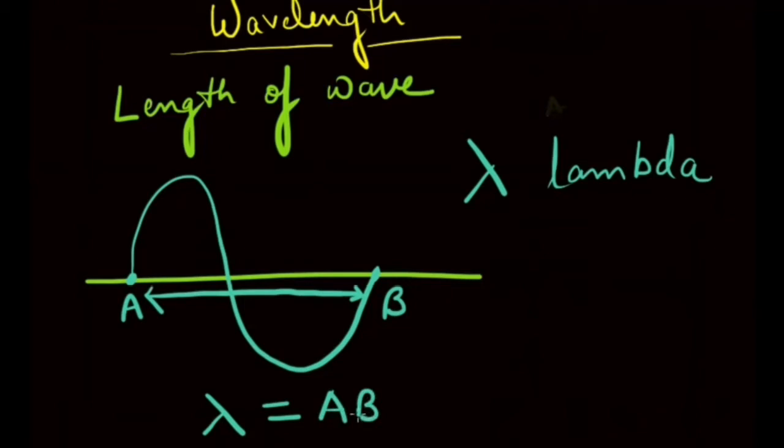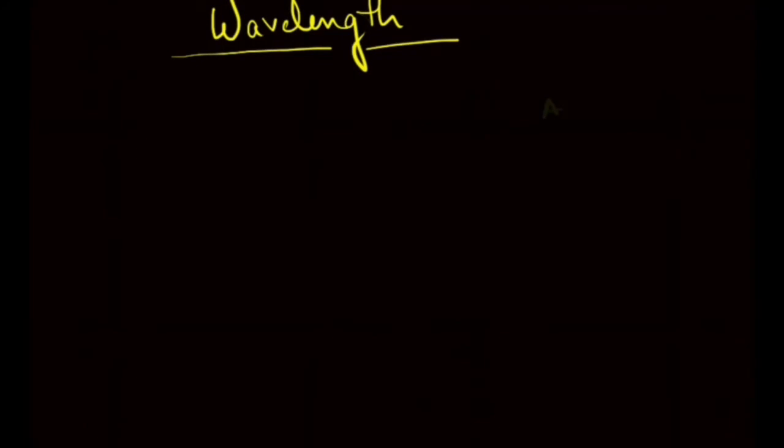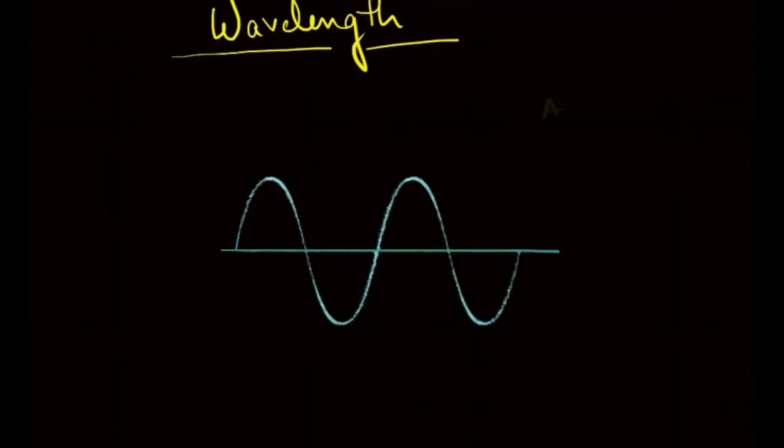But unlike this wave, not every wave starts from the central axis. So in such a case, how do we measure the wavelength? We have two other methods of measuring the wavelength. You can measure the distance between two crests, or you can measure the distance between two troughs, or you can simply measure the distance from the starting point and ending point on the central axis.